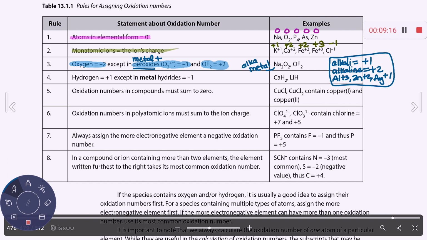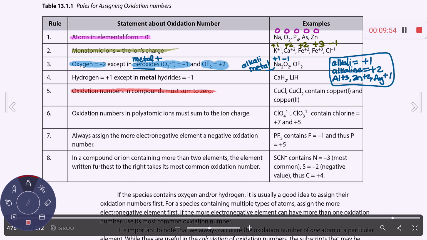Sodium is an alkali metal, okay? So if sodium is an alkali metal, we would put a +1 above it as its oxidation number, okay? Oxidation numbers add up to 0 if you have a neutral compound, which I do here, okay? So if sodium is a +1, oxygen has to be a -1 to allow them to add up to 0. Does that make sense? Okay, so what I just did is I did Rule 5, where it says oxidation numbers in compounds must sum to 0, okay?